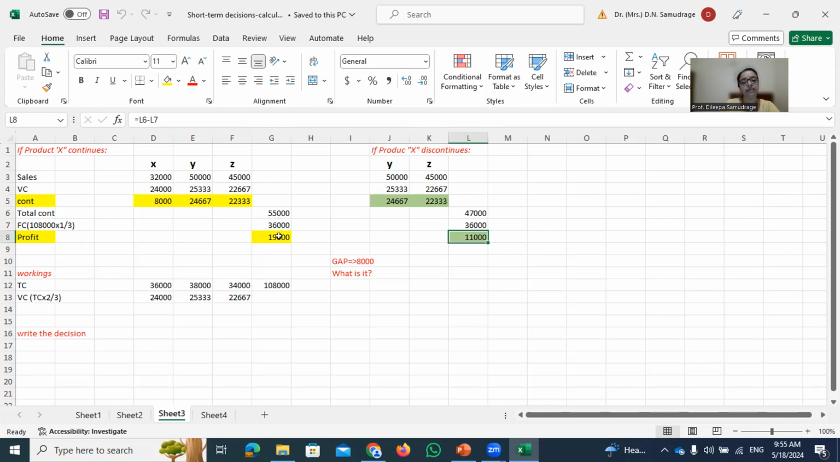So you can see here 19,000. When you stop X, your total profit is 11,000. So what is the gap? That is 8,000. That gap is what you get through X's contribution. So that means if you get a contribution from a loss-making product, you can use that contribution to cover your fixed cost, right? That's why you should not stop it. Because this contribution helps you to cover your fixed cost. So that's the gap you can see here.